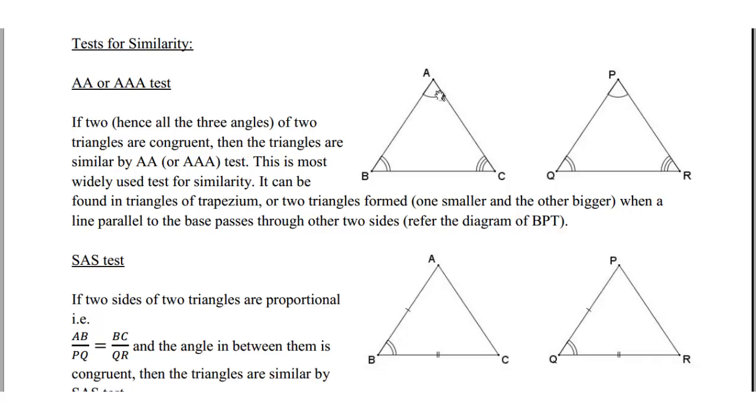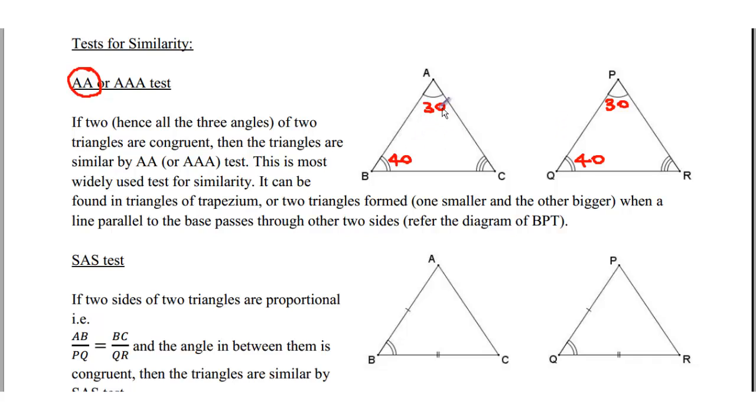Let's say angle A is equal to angle P and angle B is equal to angle Q. Let's say this angle is 30 degrees, so this angle would also be 30 degrees. And let's say this angle is 40 degrees, so this angle would also be equal to 40 degrees. Then by the AA test, the two triangles are similar.